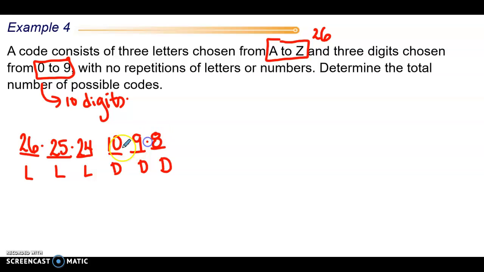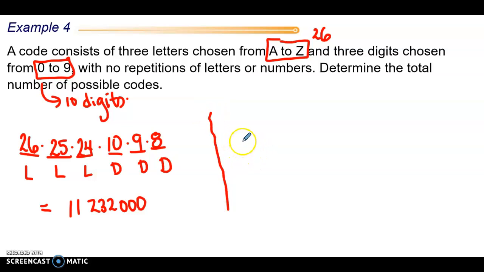And again, using our fundamental counting principle, the total number of ways is to multiply all of those numbers together. And we end up with a really large number, 11,232,000 possible outcomes.